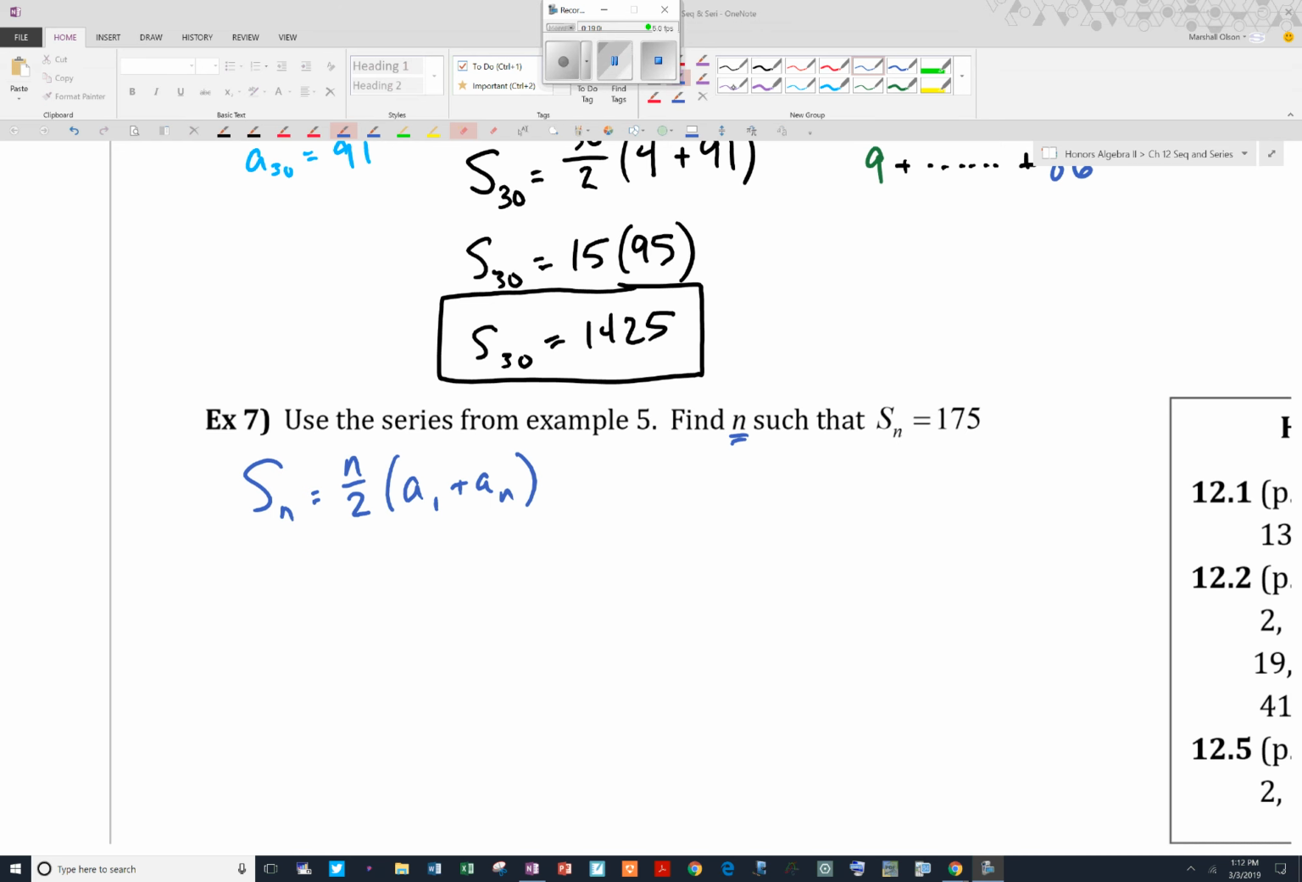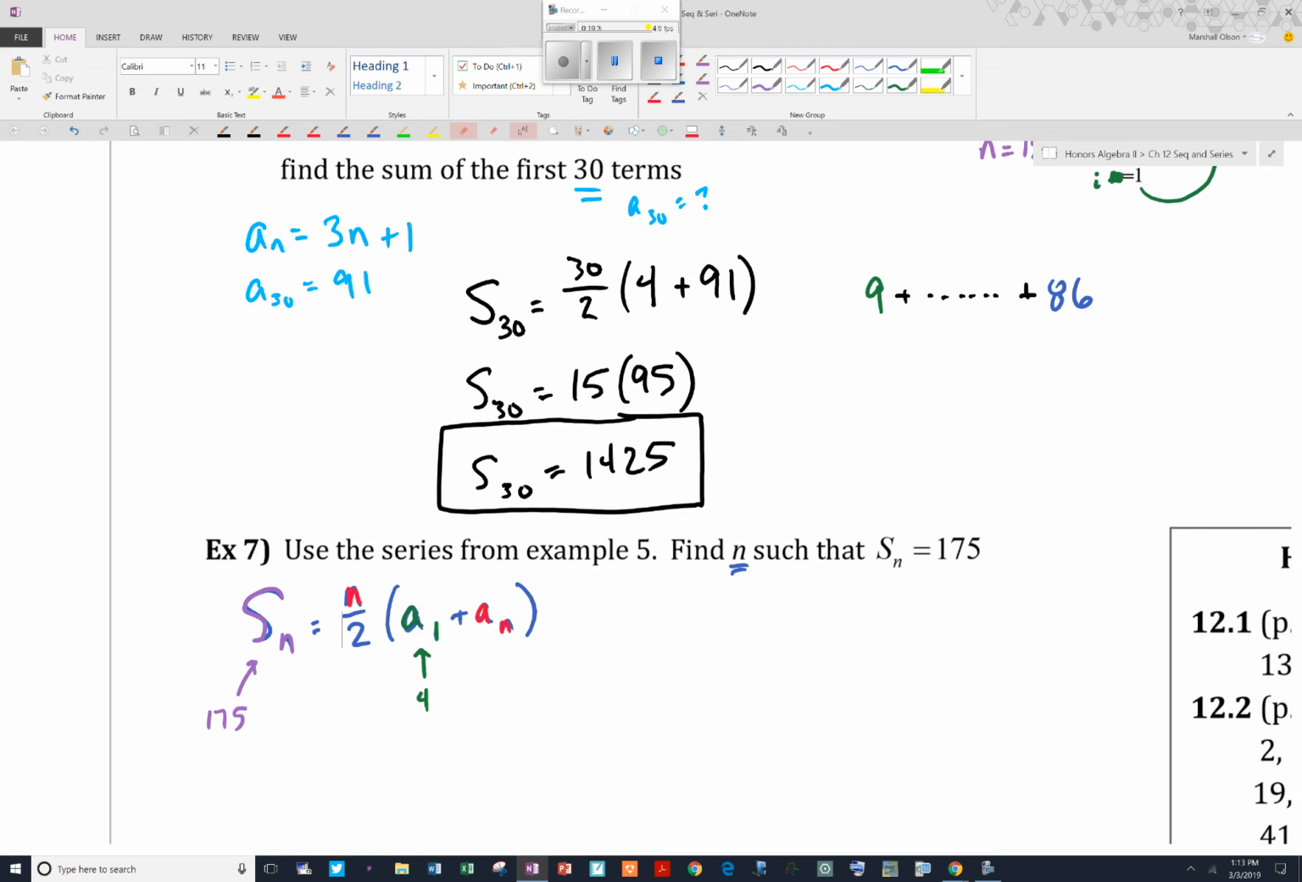All right, let's talk about what we know here. We know S sub n. We know that this thing is going to be 175. That is the sum. We know that the first term, because we're given the series, is 4. What we don't know are these two things. We don't know what the last term is. We have no idea. And we don't know what n is in order to get that last term. But the nice thing is we already have the rule. So the rule says that a sub n equals 3n plus 1. I can put that in for that a sub n right there.